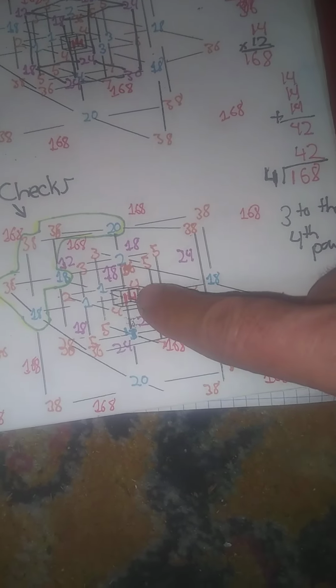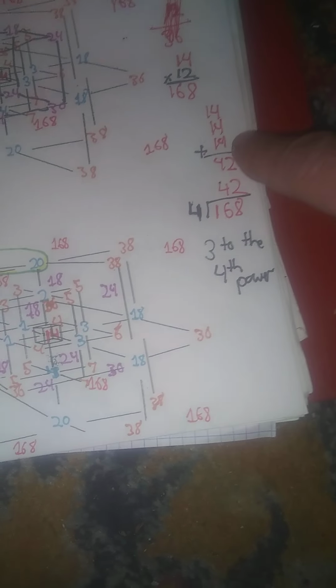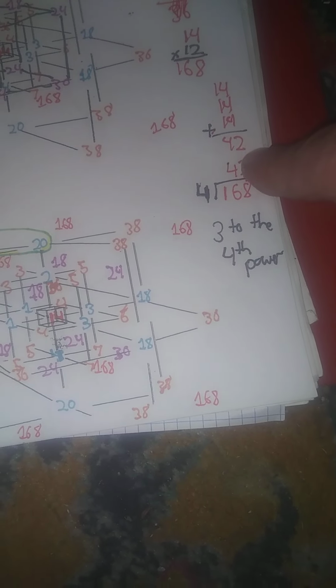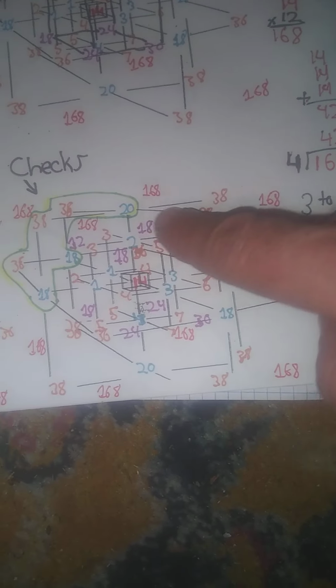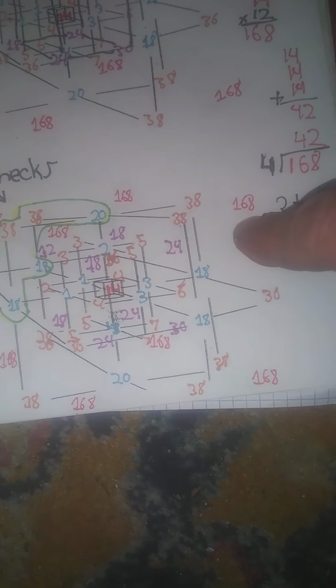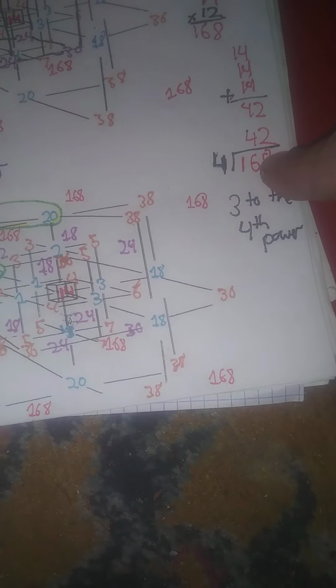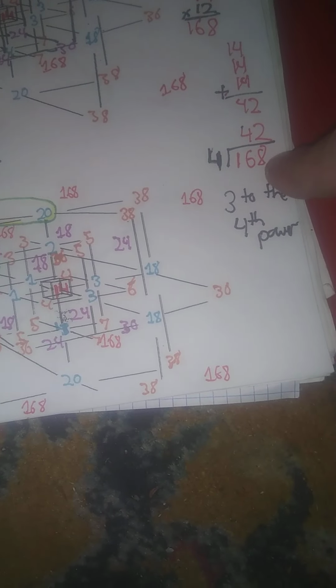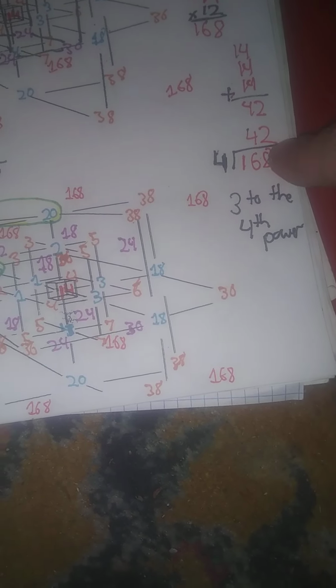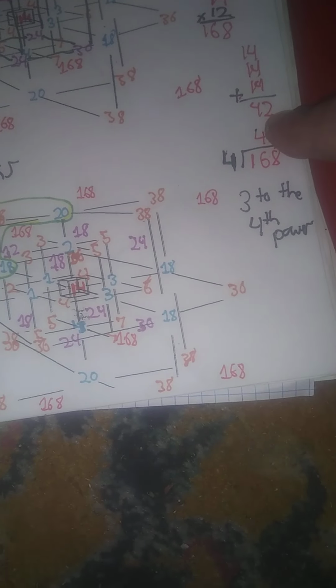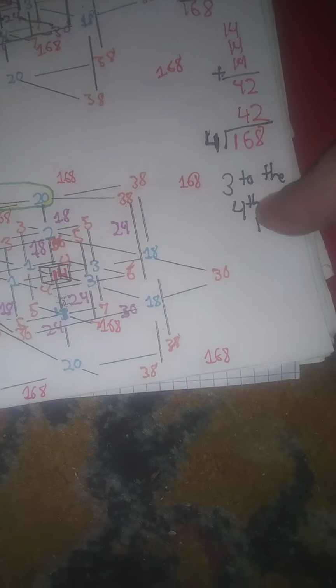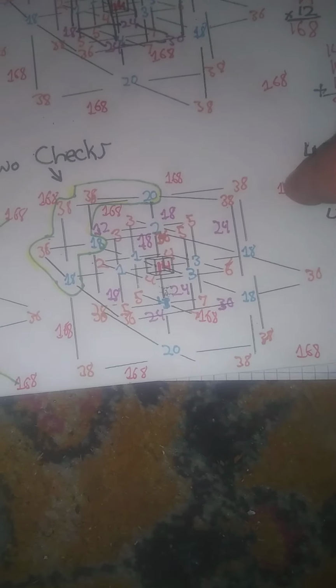And 14 times 3 would have been 42 on a normal ghost number cube. But since this is a hyper ghost number cube, 4 goes into 168 42 times. So it's 3 of these raised to the 4th power. And that's what a hyper magic ghost number cube does.